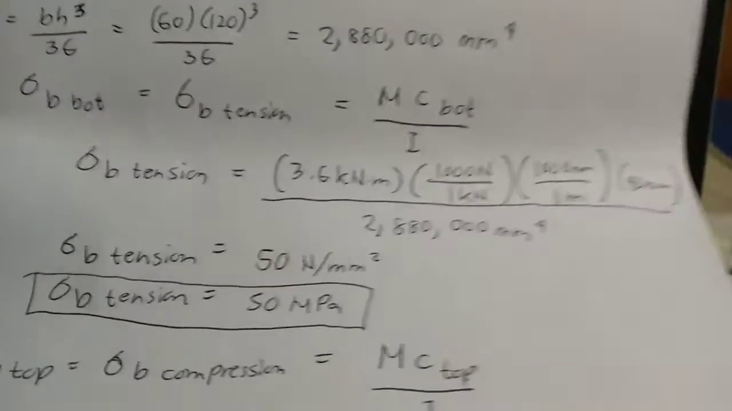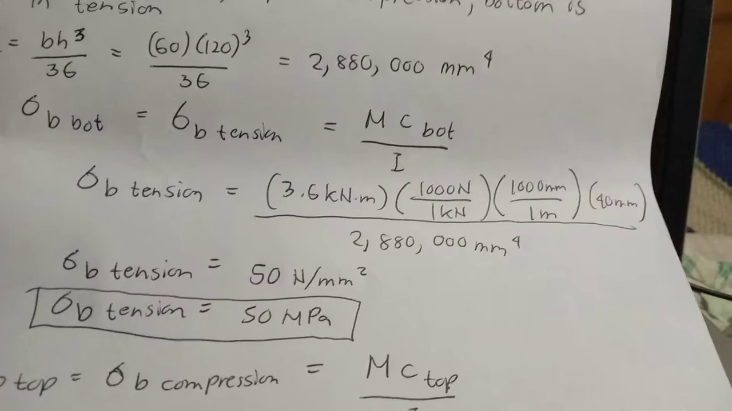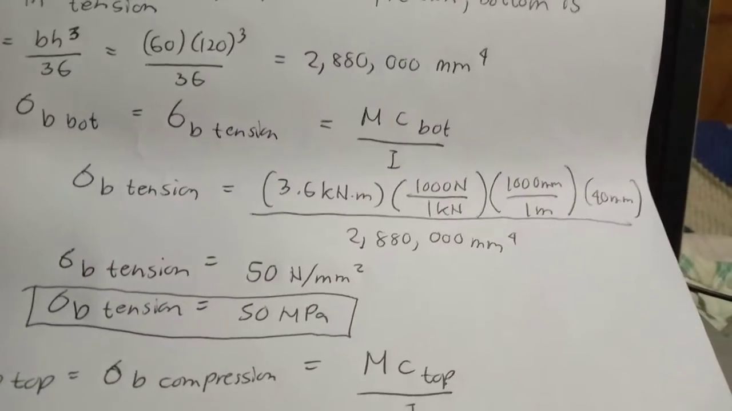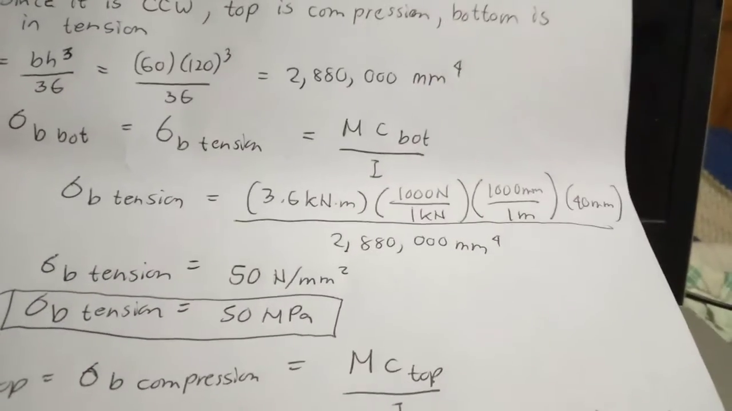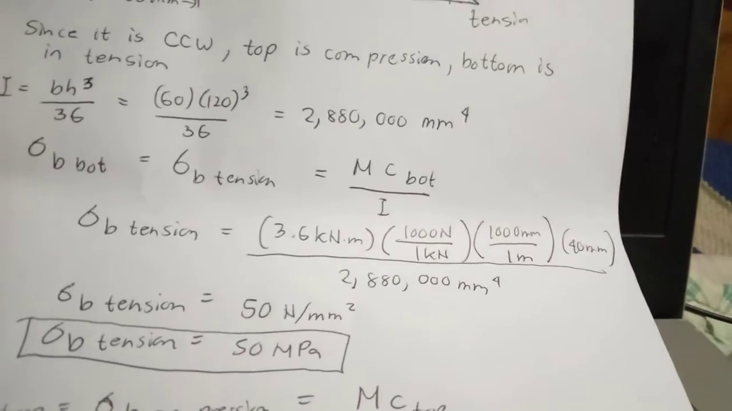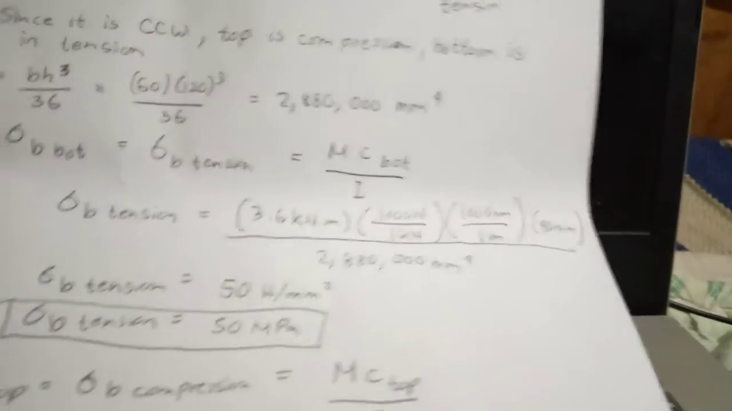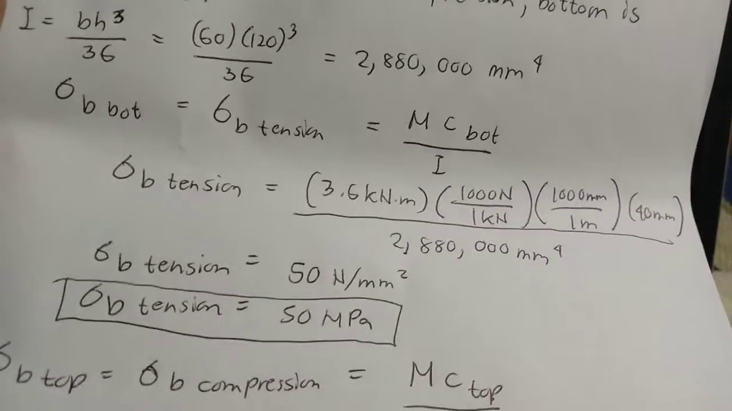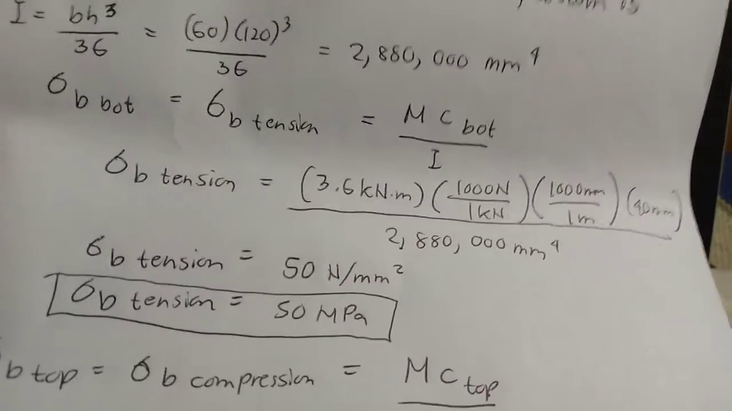So without further ado, we convert the 3.6 kilonewton meter bending moment into newton mm by multiplying factors, 1000 newton per 1 kilonewton times 1000 mm per 1 meter. Then M C bottom over I. So we have computed the maximum tensile bending stress as 50 megapascals.